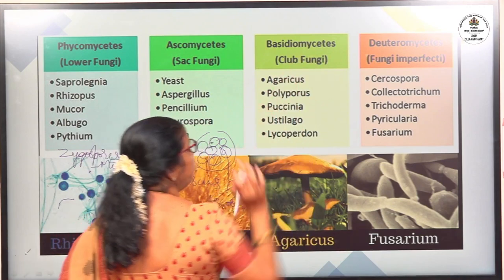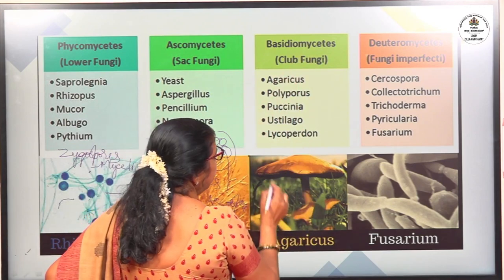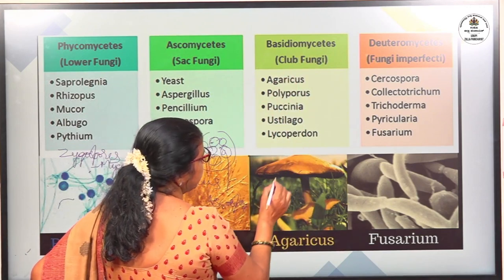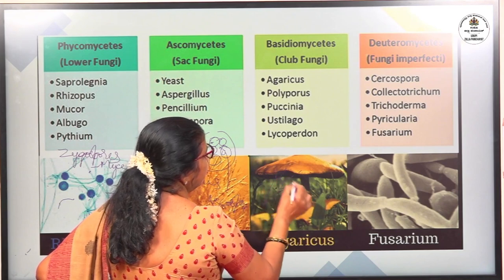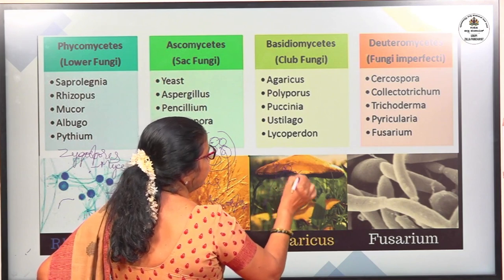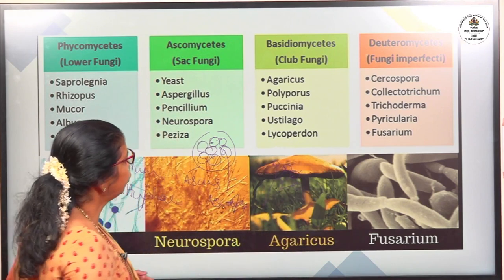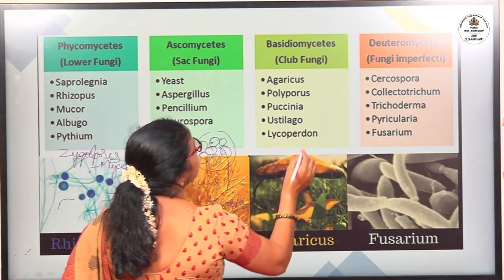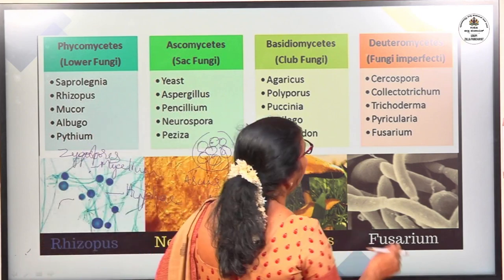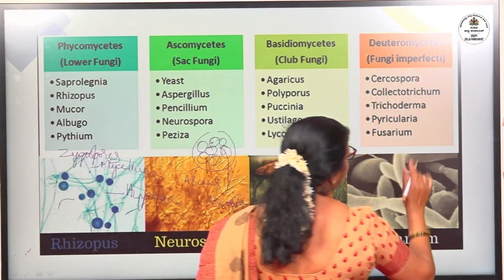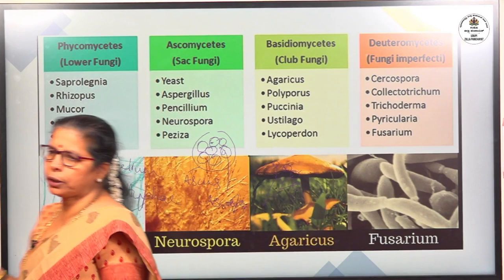In Basidiomycetes, there is one structure, the basidium, which carries basidiospores. Okay, basidiospores are produced during sexual reproduction. And in the case of Deuteromycetes, no sexual reproduction is observed.